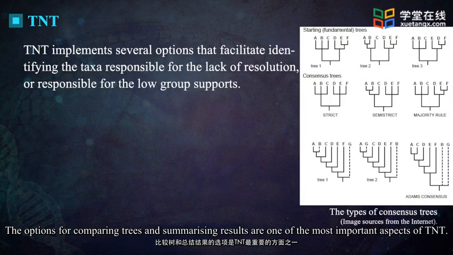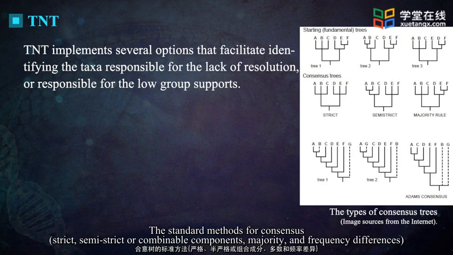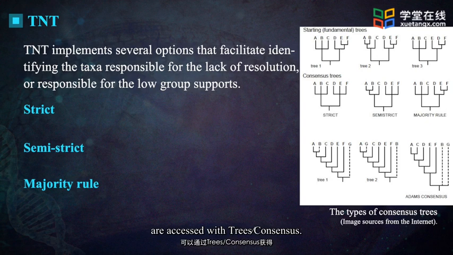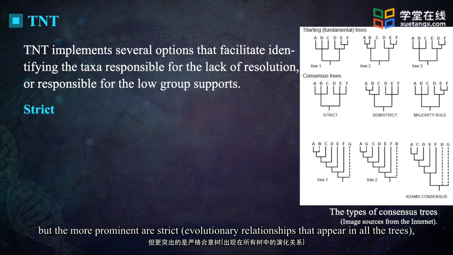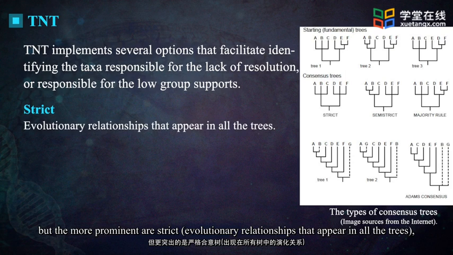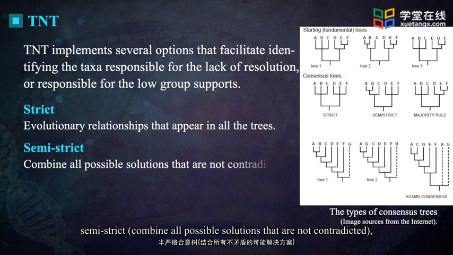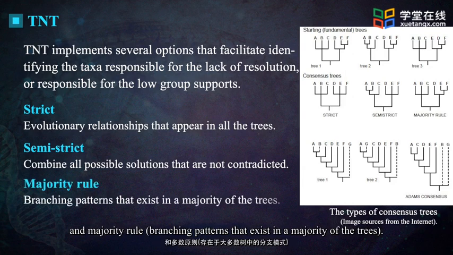The options for comparing trees and summarizing results are one of the most important aspects of TNT. The standard methods for consensus, strict, semi-strict, or combinable components, majority and frequency differences, are accessed with trees/consensus. There are quite a few types of consensus tree, but the more prominent are strict, evolutionary relationships that appear in all the trees. Semi-strict combine all possible solutions that are not contradicted, and majority rule, branching patterns that exist in a majority of the trees.